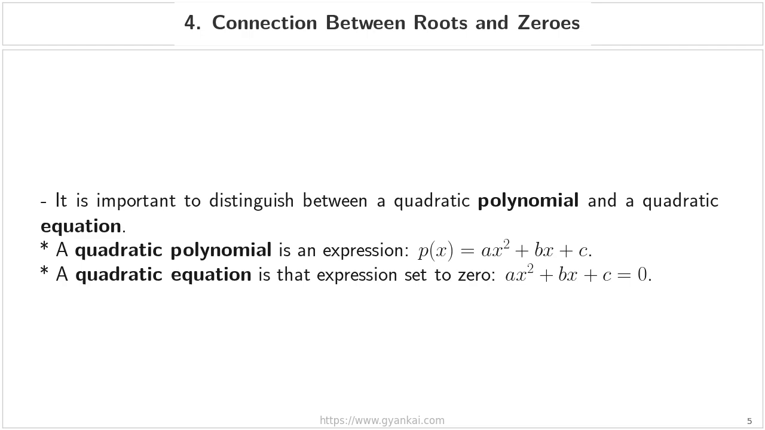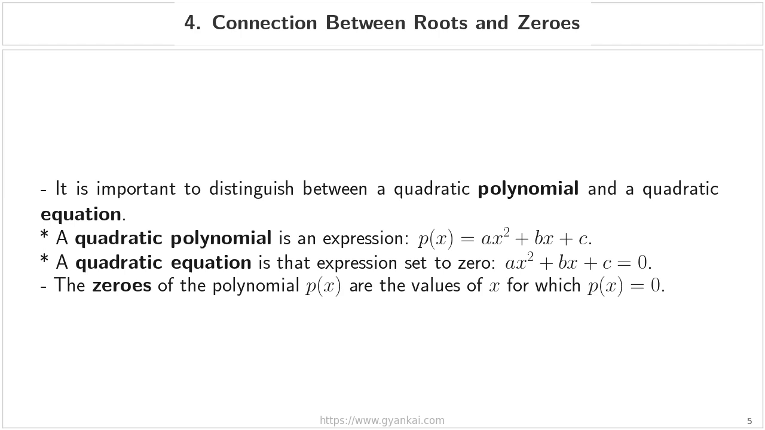However, a quadratic equation is that very same expression, but it is set equal to 0, written as ax squared plus bx plus c equals 0. This leads us to the concept of zeros. The zeros of the polynomial p of x are the specific values of x that make the entire expression p of x equal to 0.